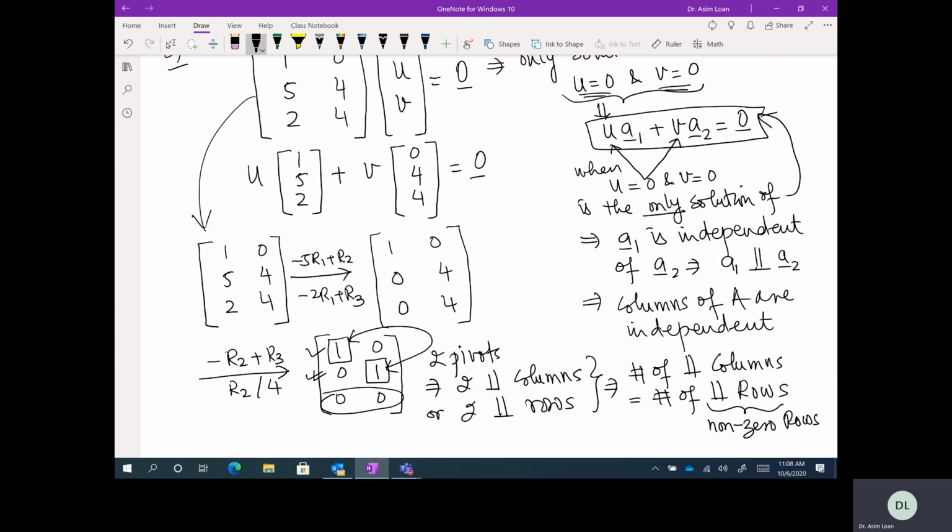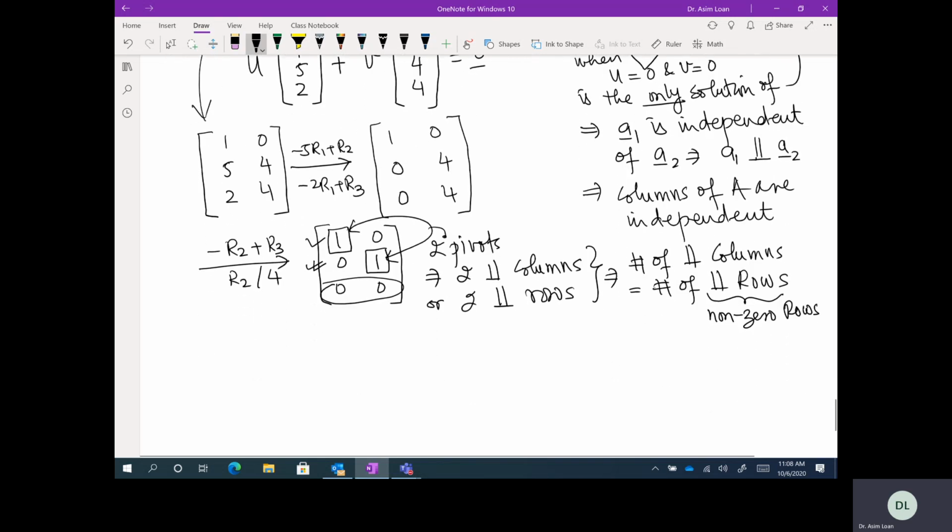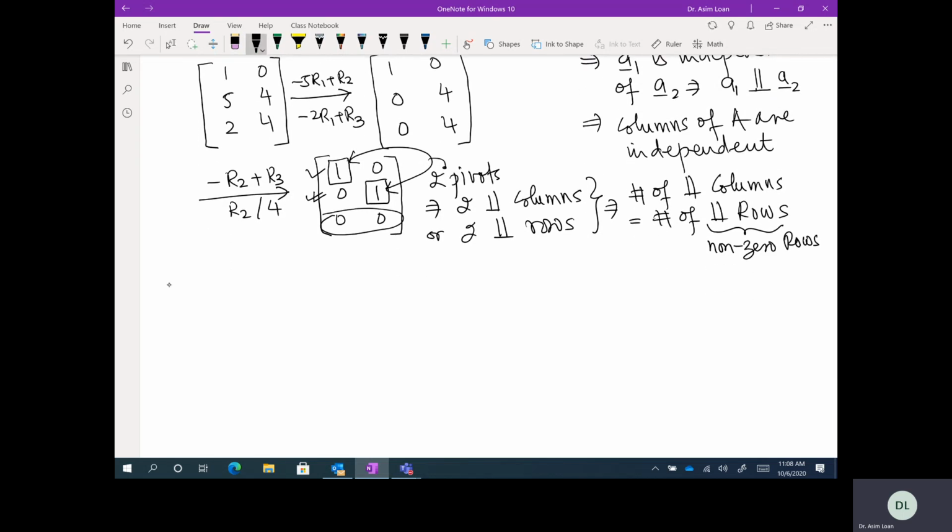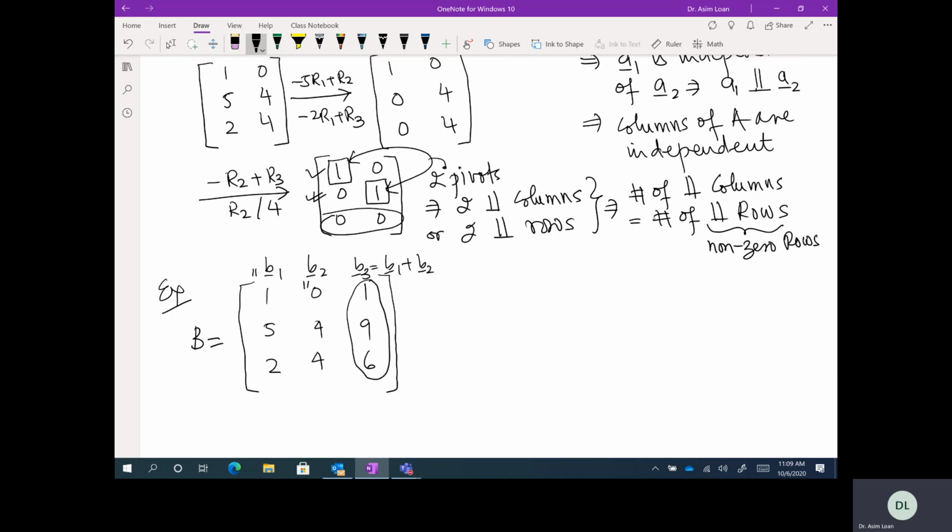Why? Because these are columns with pivots. Okay, so what happens if I do this? If I do 1, 5, 2, 0, 4, 4, and I have this matrix B, and then I have 1, 9, 6. If you are clever enough, you just know this is B1, first column. This is B2, second column. Obviously, this is B3, but B3 is simply B1 plus B2. So obviously the third column is dependent on the first two.